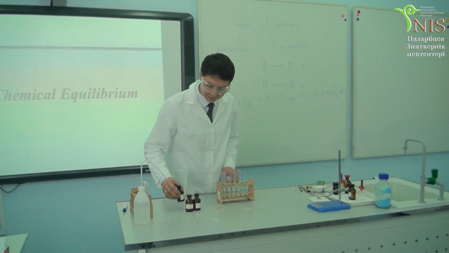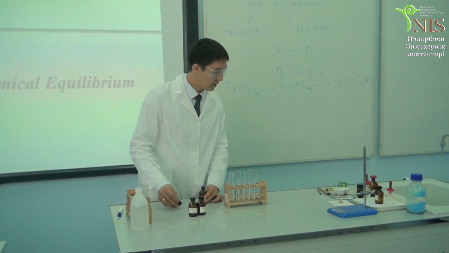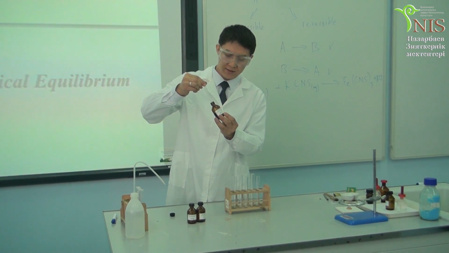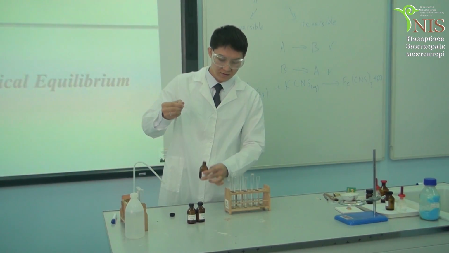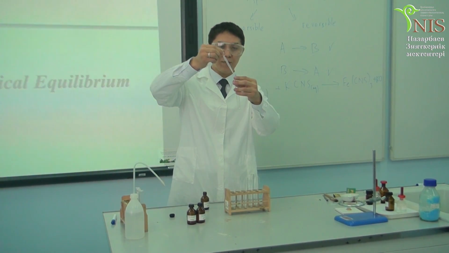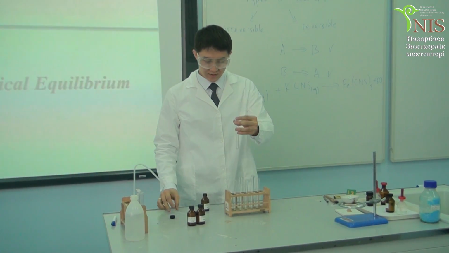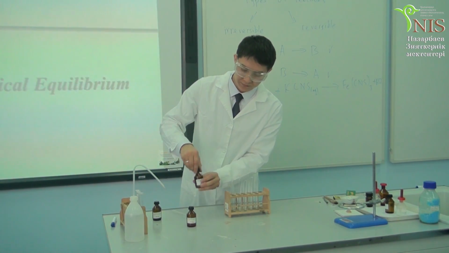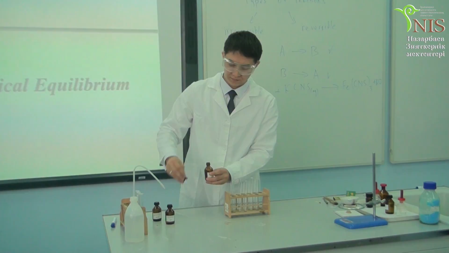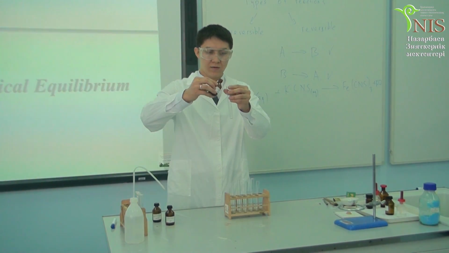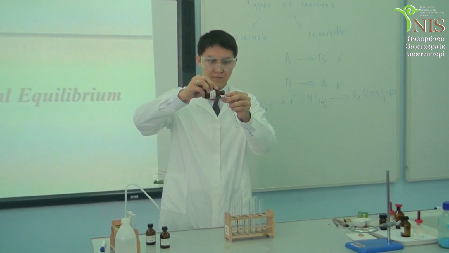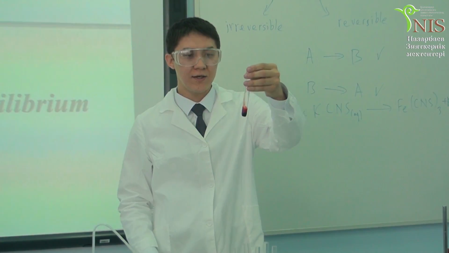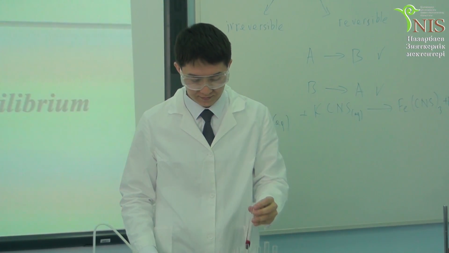Okay, let me do this reaction. Let me take a couple of drops of potassium thiocyanate. Pour it into a beaker. Then add some iron 3 chloride solution. As you can see, the color changed into red.